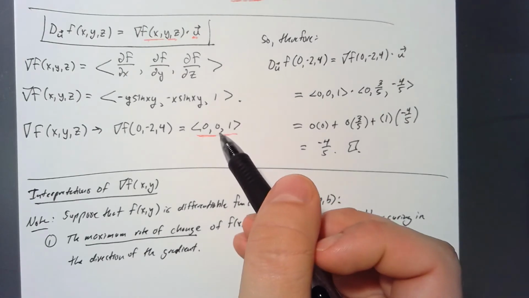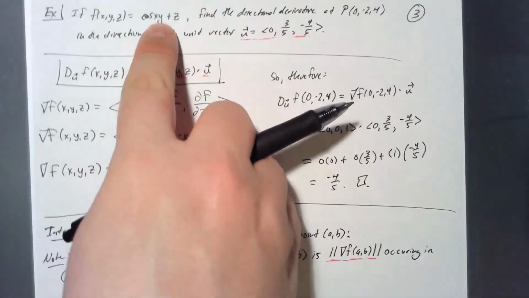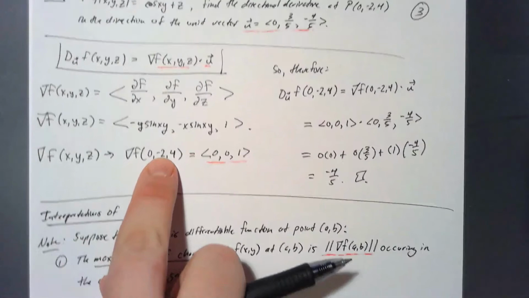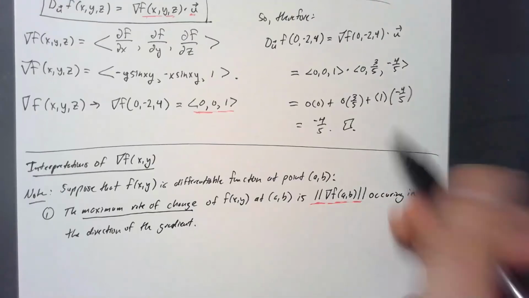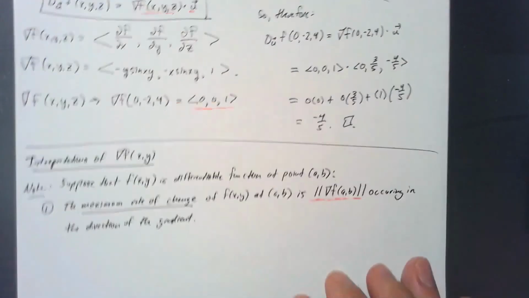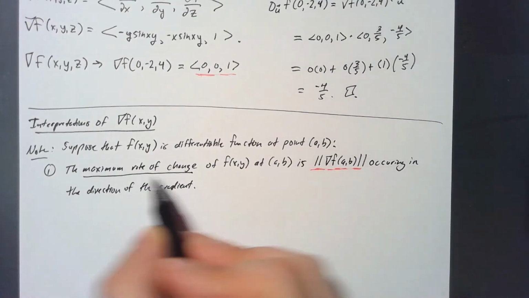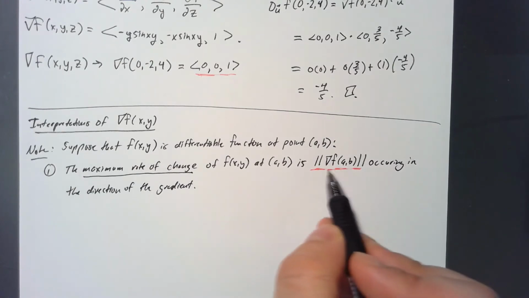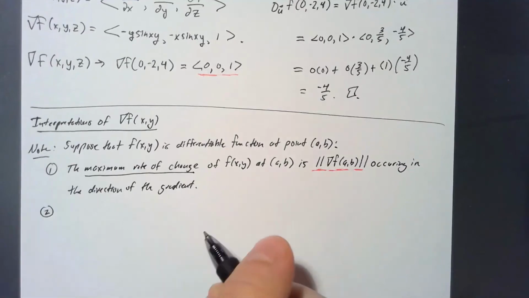So here, that means the maximum rate of change of this function at this point would be 1 if I did that here. But that value represents something completely different. I already told you what it represents. So if you wanted to find the maximum rate of change, that's what the magnitude or the length of the gradient vector represents. Here's another thing it represents.